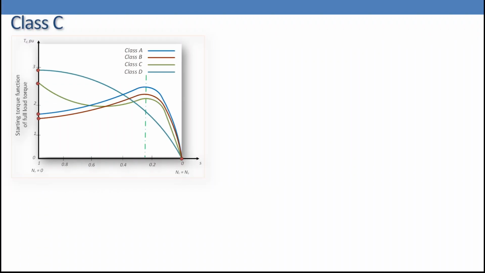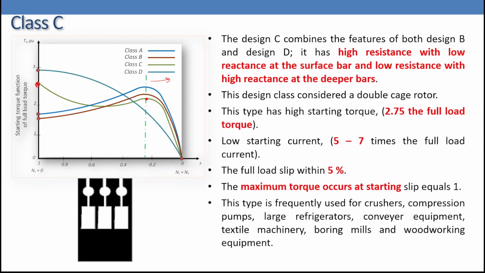Class C. Class C is the green curve here. We have maximum torque at starting, and we have stall torque here, and the machine operates in this region. What are the features of Design C or Class C? Design C combines the features of both Design B and Design D. So we know B, but we didn't cover D yet. So it has maximum torque at starting.